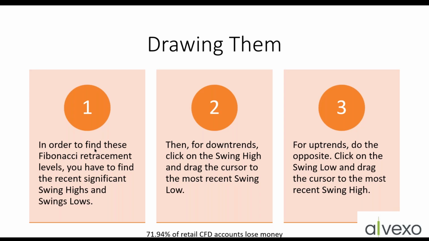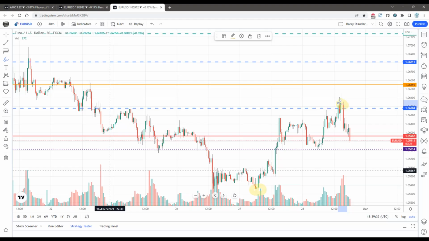So we do this by finding the significant swing high and swing low. Okay. And that's what makes you different than all the other people around you. Okay. So that's what makes it critically unique. Now, a couple people have asked, what time frame do you use for Fibonacci's?